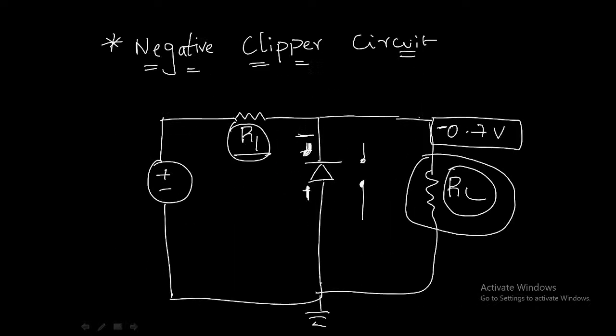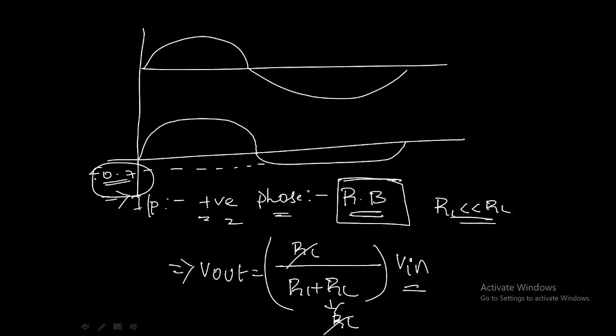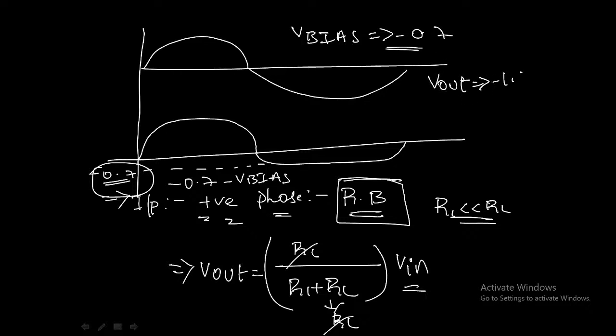In the negative clippers also, if you want it to behave like a bias limiter, you will add one more voltage source here, V bias. At the output, you will not get minus 0.7 volts, you will get minus 0.7 minus V bias. If you want minus 1.4 volts, you can keep V bias equal to minus 0.7 volts. Then the total output voltage will be minus 1.4 volts. This is how you control your output voltage according to your requirement.